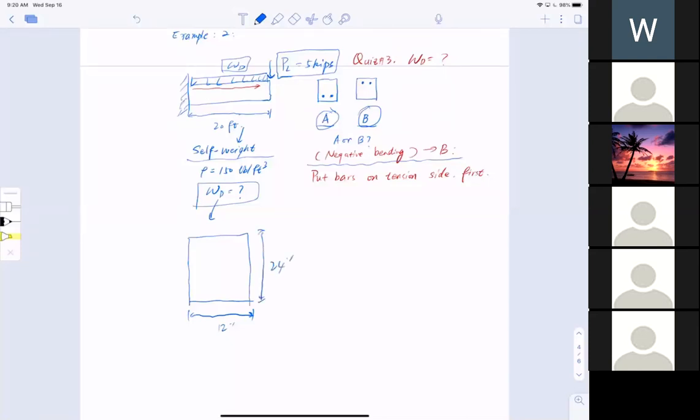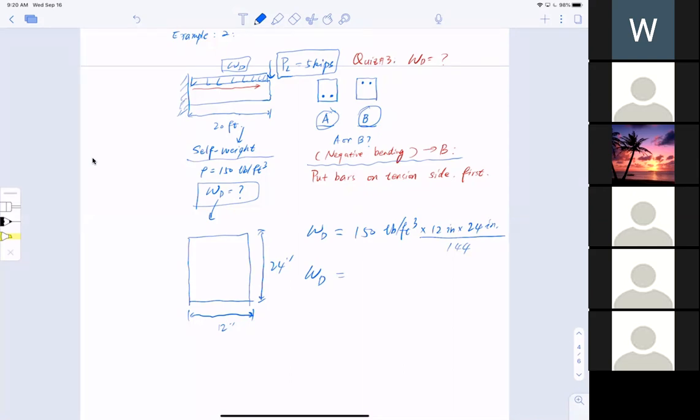The dead load can simply be computed as 150 pounds per cubic foot multiplied by the section area, that is 12 inches multiplied by 24 inches. To be consistent, I want to convert it back to feet, so divide by 144 square inches per square foot. So omega D equals, let me do my calculator.